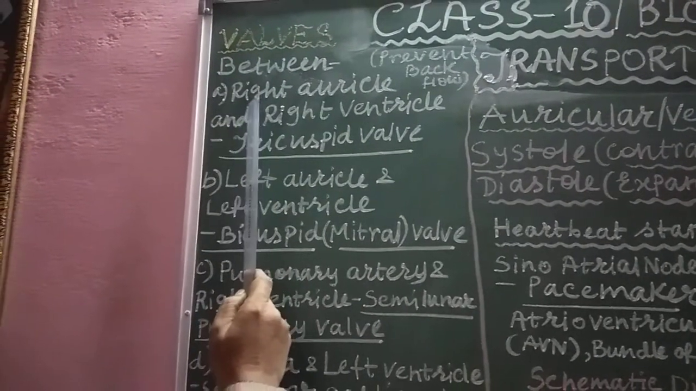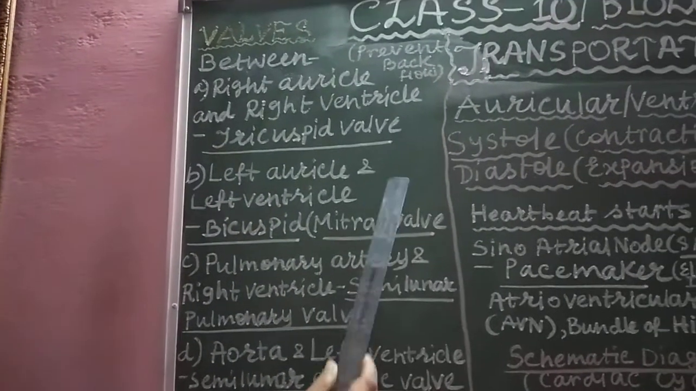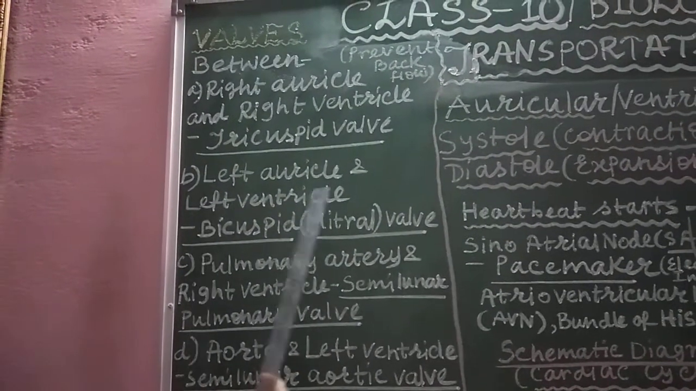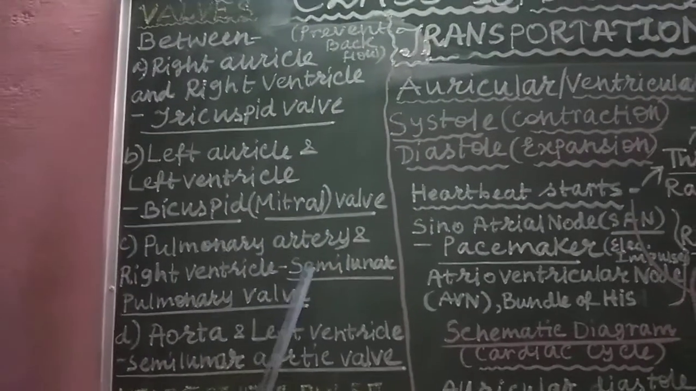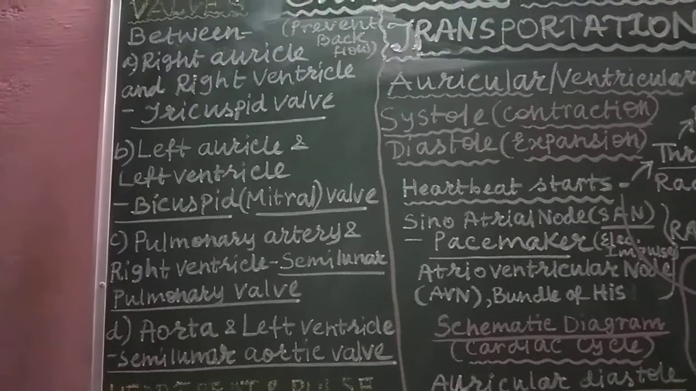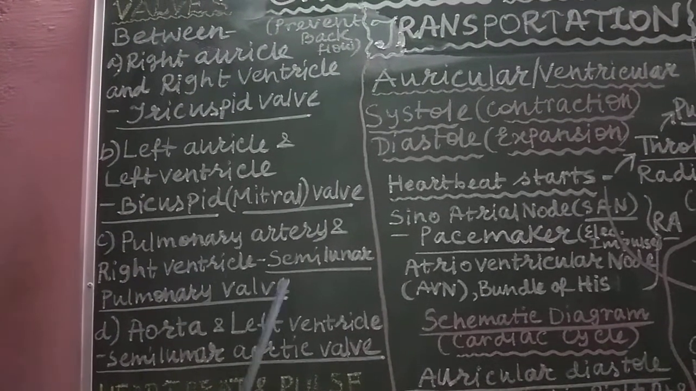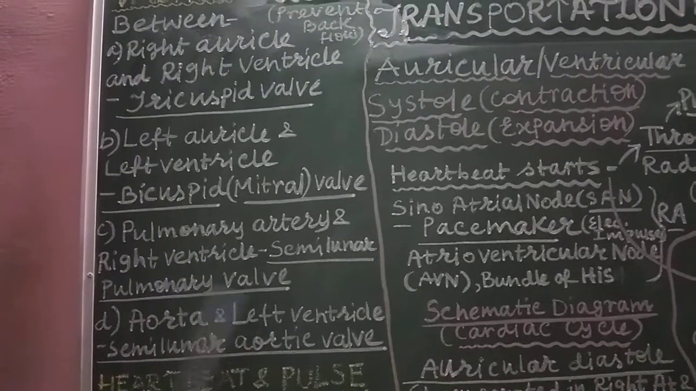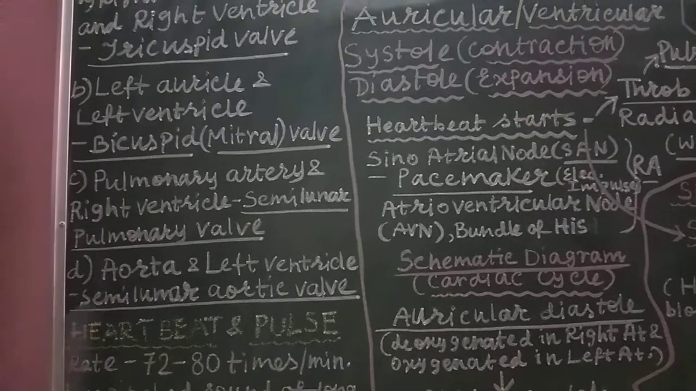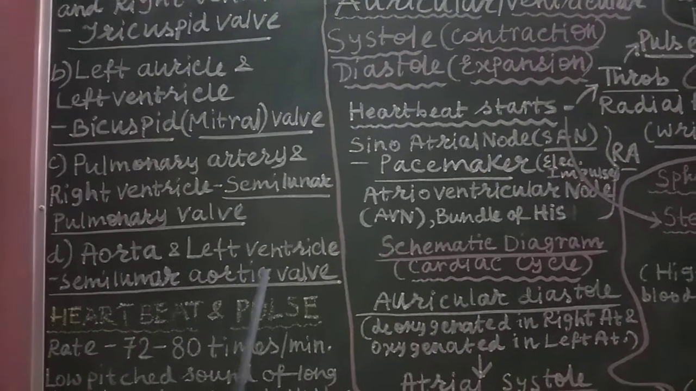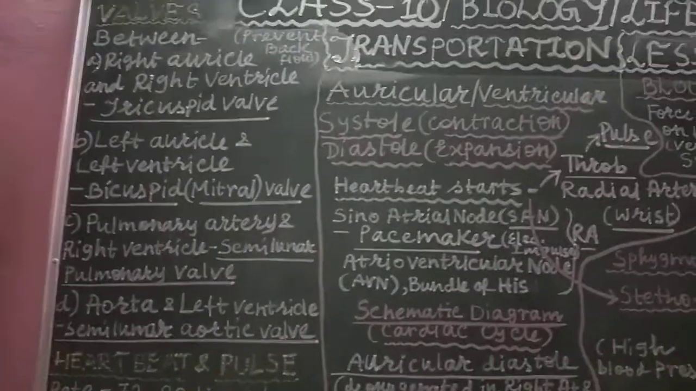Like in between the right auricle and right ventricle, the tricuspid valve is present, which has 3 flaps. In between the left auricle and left ventricle, the bicuspid valve is present, which is also known as the mitral valve, having 2 flaps. Semilunar valves are present in between the pulmonary artery and right ventricle, which is known as the semilunar pulmonary valve. A semilunar valve is also present in between the aorta and left ventricle. This is called the semilunar aortic valve. So all these valves help in preventing the backflow of blood.